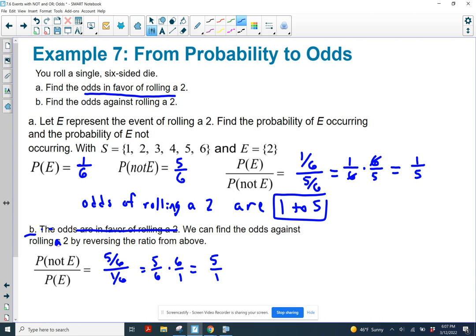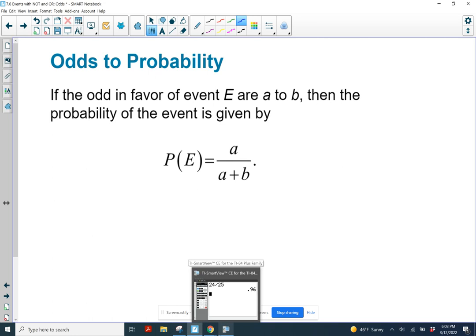I think I'm still a little confused by that, so I'm just going to scratch it out. So the odds against rolling a 2 are 5 to 1. All right. Odds for rolling a 2 are 1 to 5. Odds against rolling a 2 are 5 to 1. All right, let's go the other way.